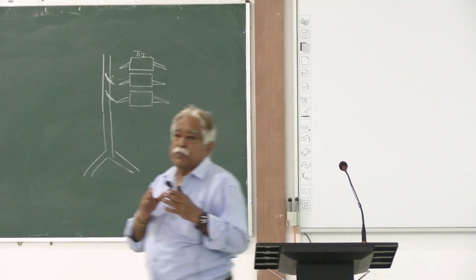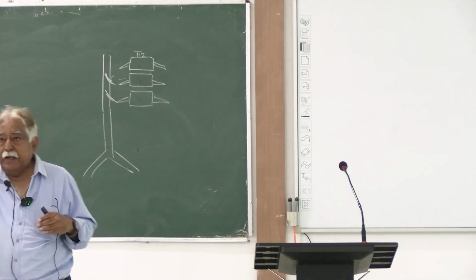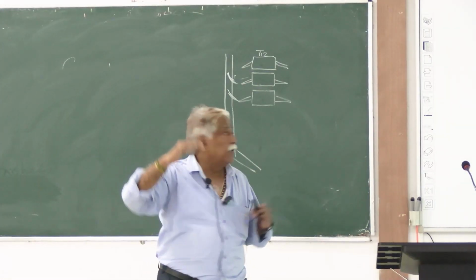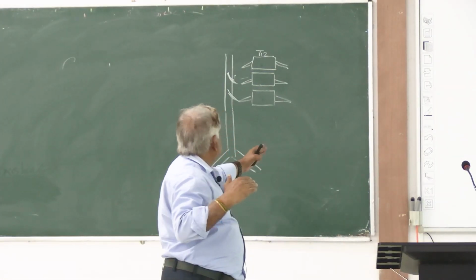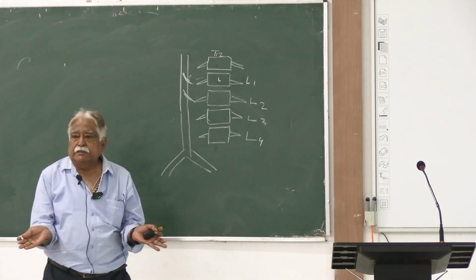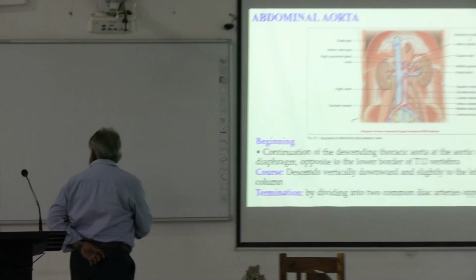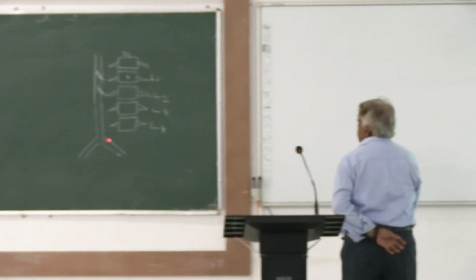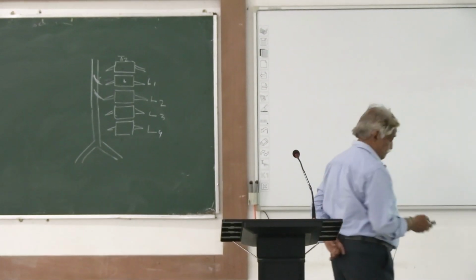Now you see, the design is such that you do the landmarks, more or less, then it bifurcates. At L4, see, it bifurcates into the common iliac arteries.